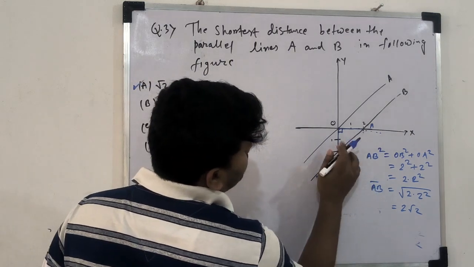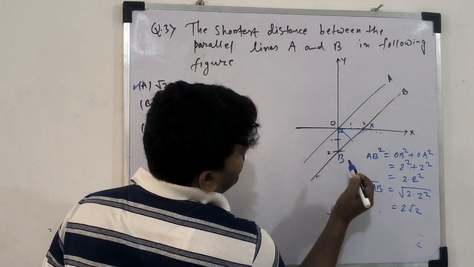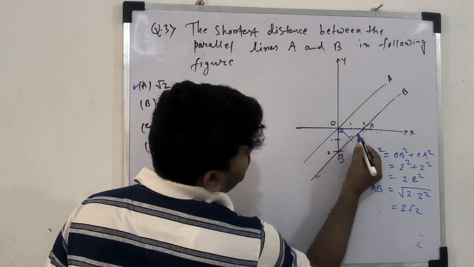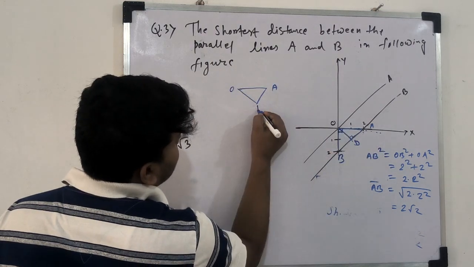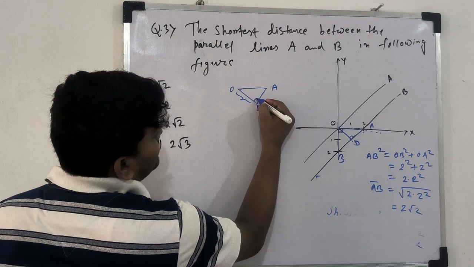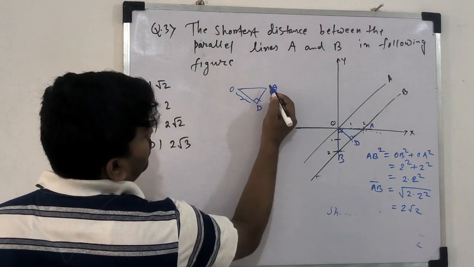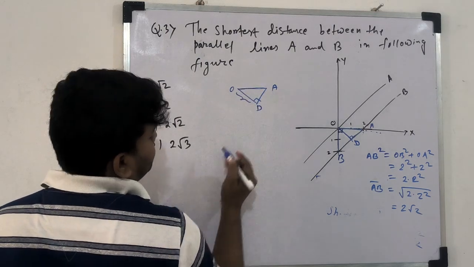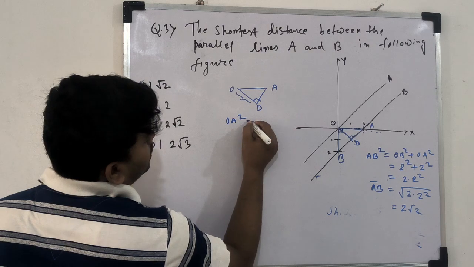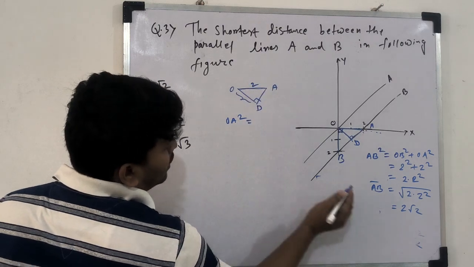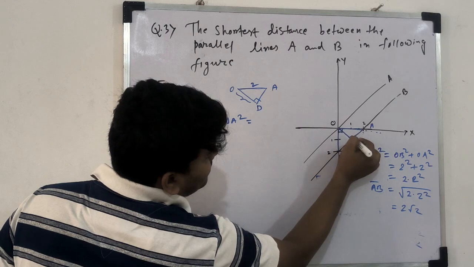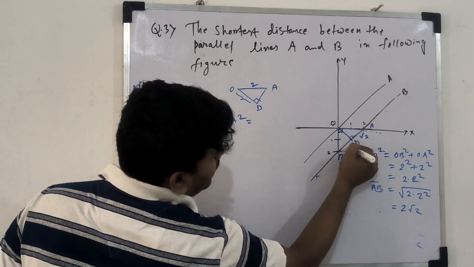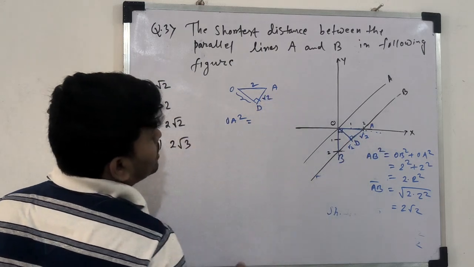Now we have to find this, and this is a right triangle. If you take this as OA and this point as D, we have to find OD. Here this is 2, and the total length is 2 root 2. This is the middle point, so each half is root 2.